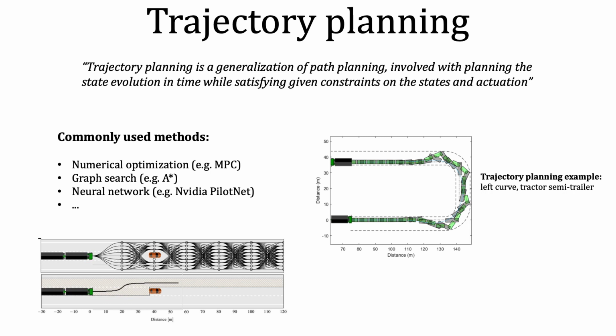There is an example of trajectory planning in the right picture. Here you see a tractor semi-trailer combination doing two 90-degree left turns. You can see the tractor is the green box and the trailer is the black box. You can see that the tractor needs to keep out in order to handle the motion constraints that have been set up in this problem. The motion constraints are represented by the dashed lines.